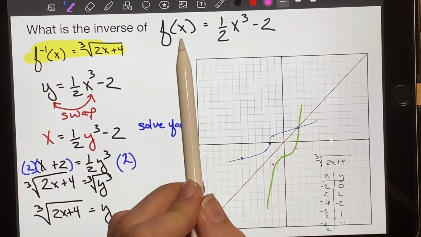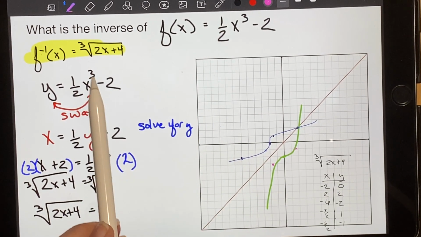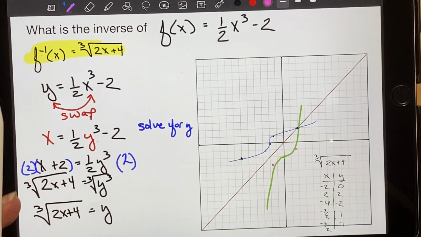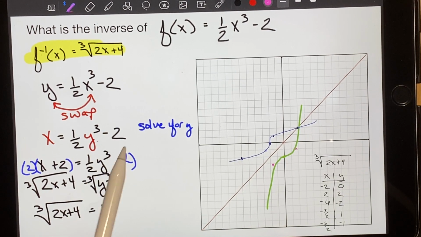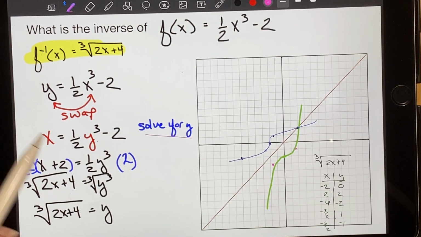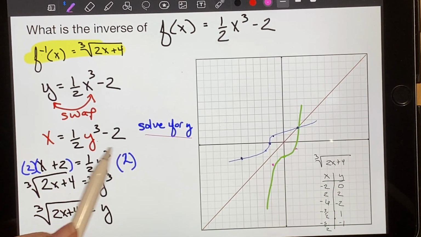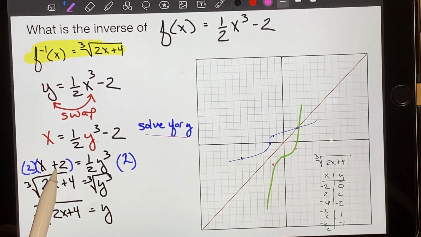Okay? So in the same case, we're going to take this original function here. So I have y equals 1/2 x cubed minus 2, and we're going to swap them. So now I have x equals 1/2 y cubed minus 2. And I need to solve for y. So the first thing that we do is we move our 2. We're going to move our 2 over and make it positive 2. Then I'm going to get rid of the 1/2 by multiplying both sides by 2. So now I have 2x plus 4 equals y cubed. Then I take the cube root of both sides. So I have y is equal to the cube root of 2x plus 4.